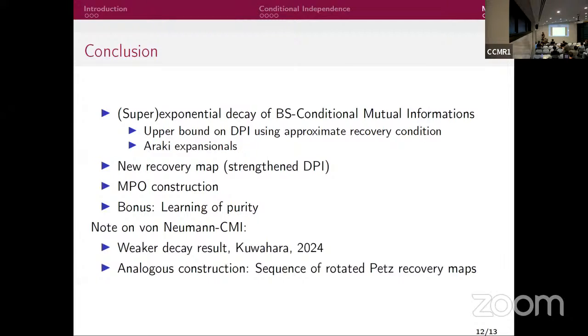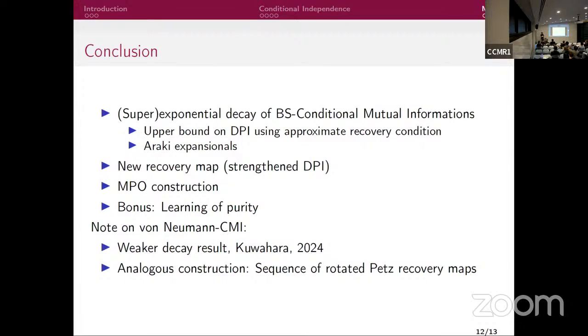And finally, I want to comment on something related, since after we published our results, we found that there was a result as well on how the von Neumann conditional mutual information decays. So you could ask, this was the original quantity, better known and probably also better motivated than the BS conditional mutual information. The question is, can you do similar things? And the answer is mostly yes.